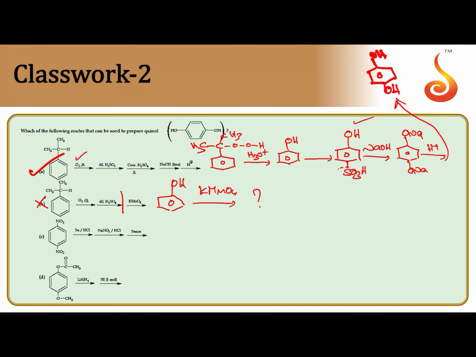Coming to the third route, 1,4-dinitrobenzene. When it is subjected to reduction with acid medium, Sn and HCl, NO2 is reduced to NH2. So benzene-1,4-diamine is the product after the reduction with Sn plus HCl. Then this is subjected to diazotization at two places with NaNO2 and HCl. Two NH2 groups get converted into diazonium salts.